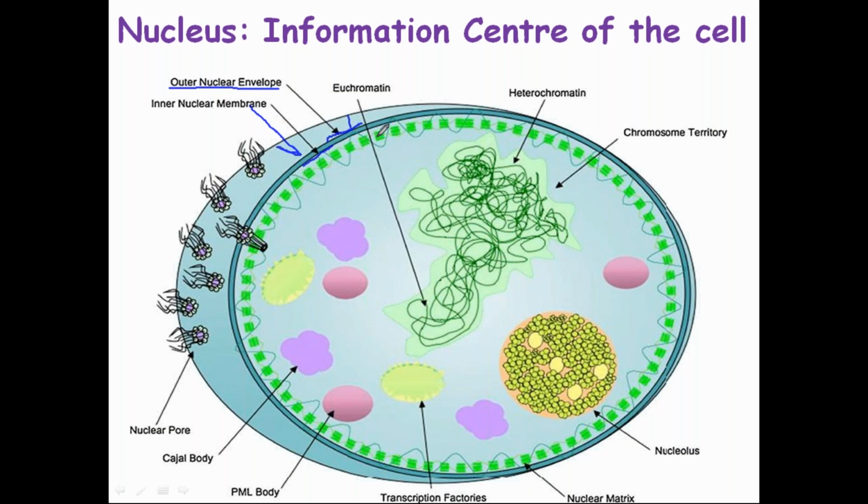Now our nucleus is not a closed body. It is an open body, and this membrane is a selective semi-permeable membrane. Why is it selective? Because it will not allow just anything to enter inside the nucleus. It has to be regulated.